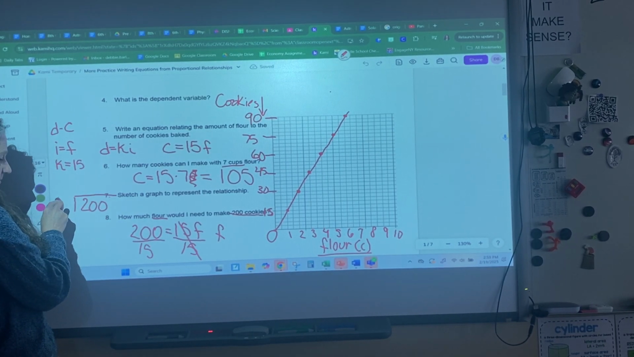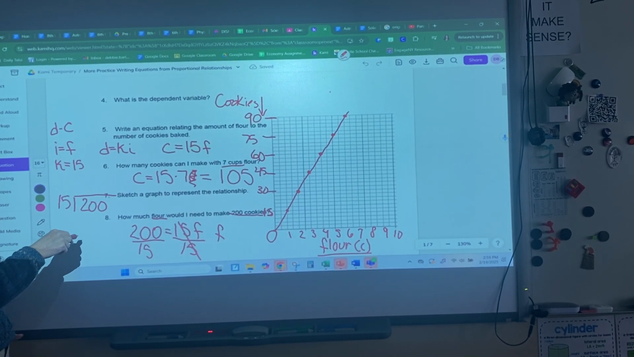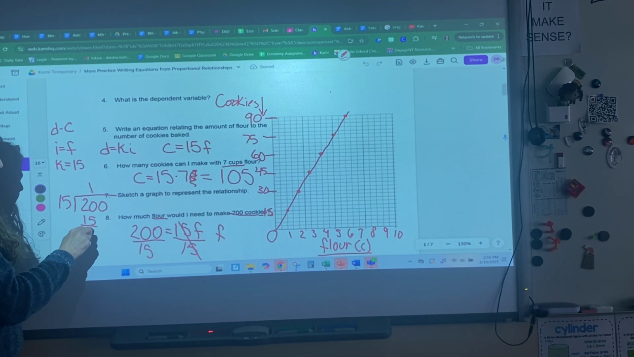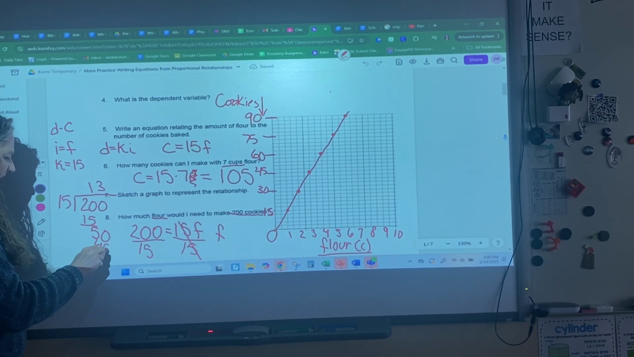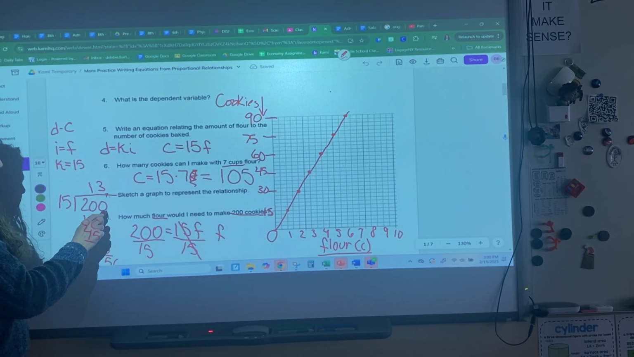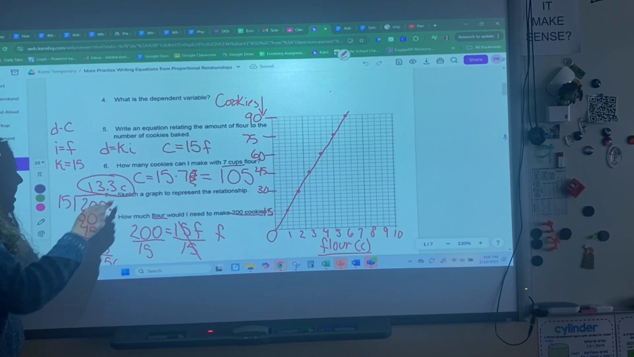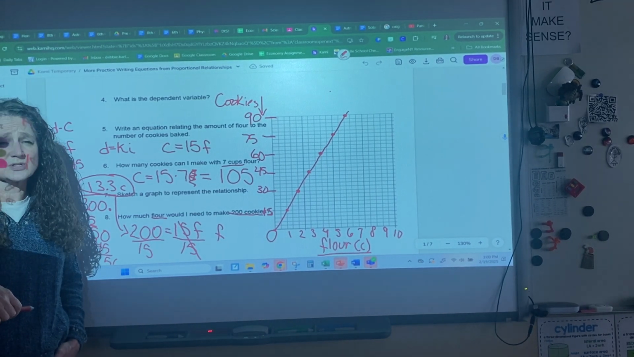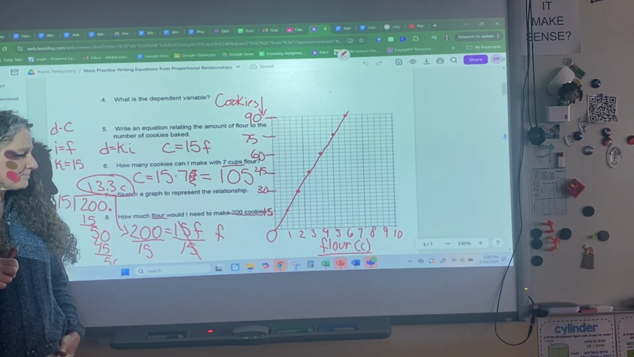Some people are telling us the answer, but let's brute force it. 200 divided by 15. How many times does 15 go into 20? Once. Then 50. How many times does 15 go into 50? 3, and we're going to have 45. Do you see what's happening? It's repeating, so we're just going to go 13.3. If I want to make 200 cookies, how much flour do I need? 13.3 cups. Can we put a line over it?